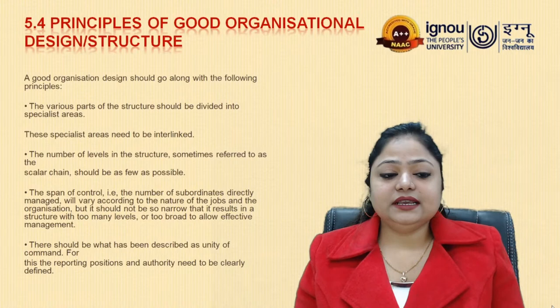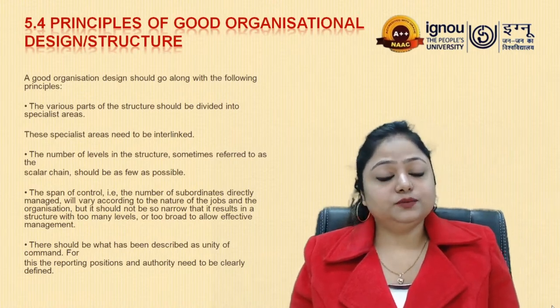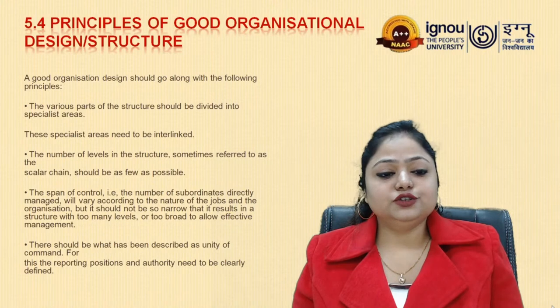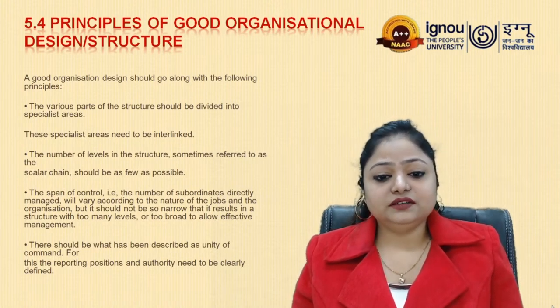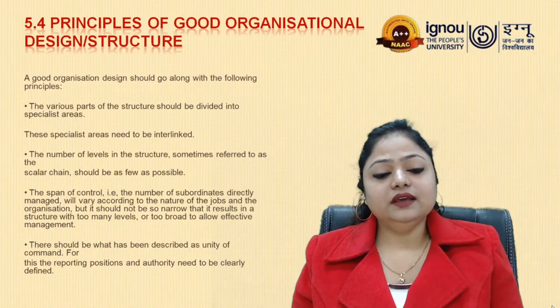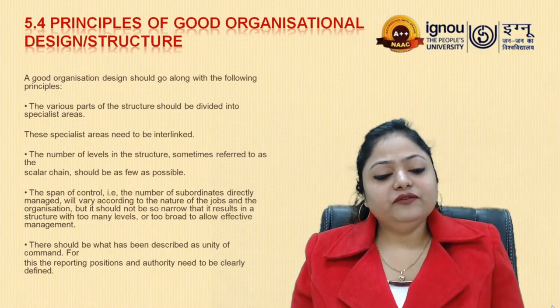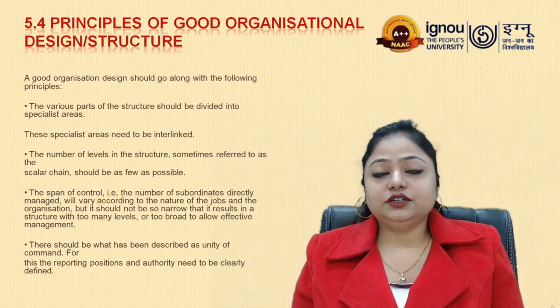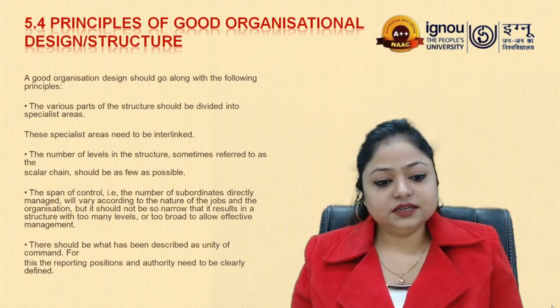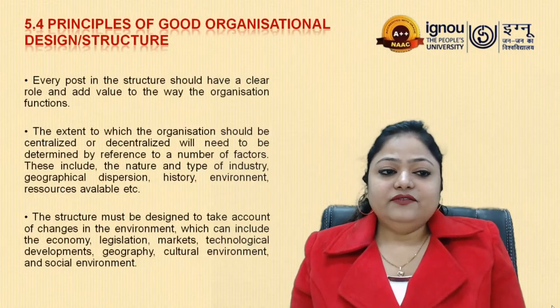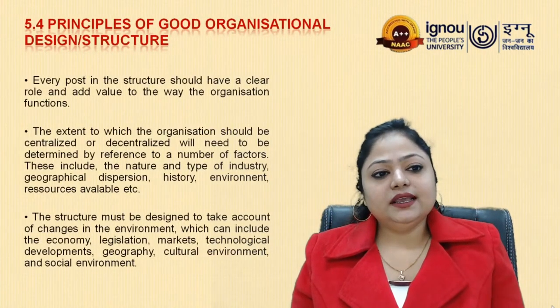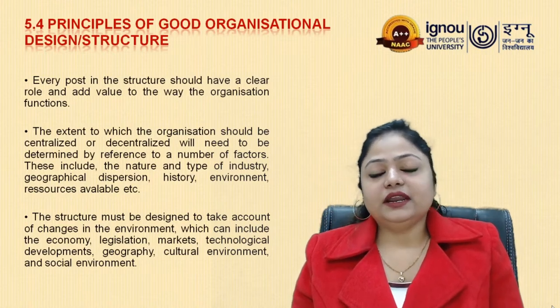Then another principle says that the span of control, that is the number of subordinates directly managed by one supervisor, may vary according to the nature of the job and the organization, but it should not be so narrow that it results in a structure with too many levels or too broad to allow effective management. Then there should be what has been described as unity of command. For this, the reporting position and authority need to be clearly defined. Then every post in the structure should have a clear role and should add value to the organizational function.